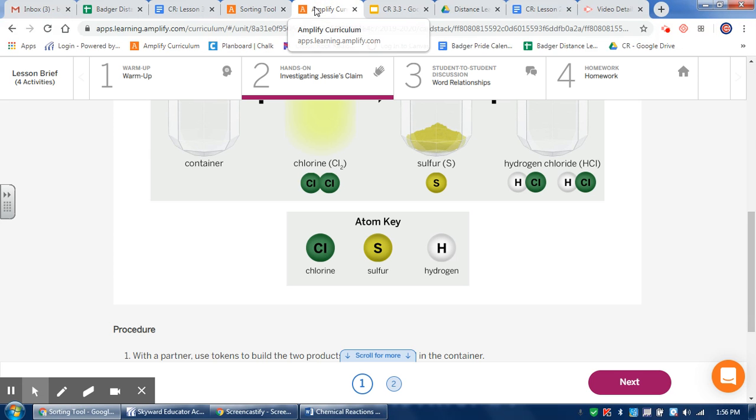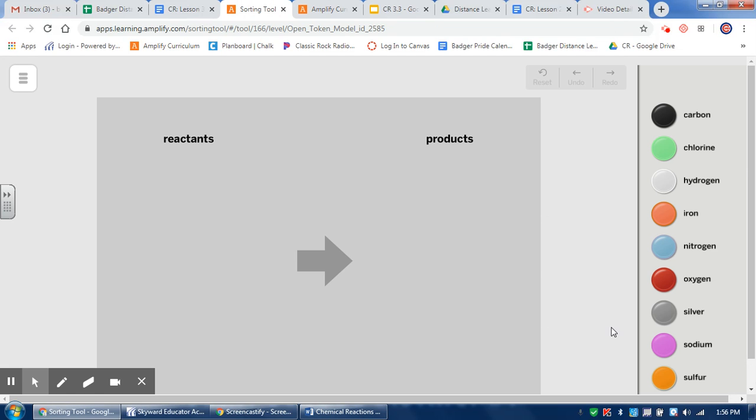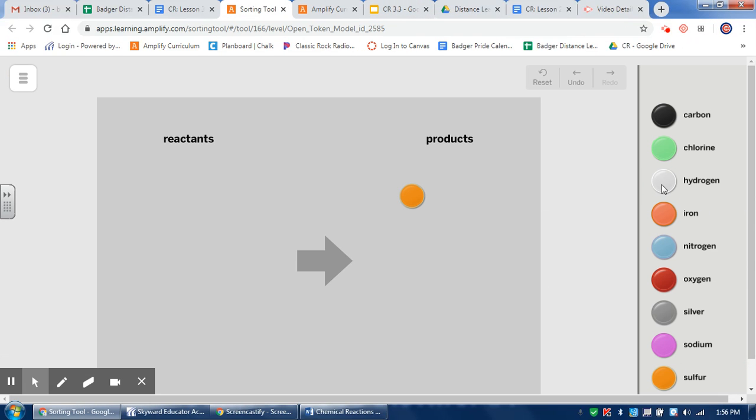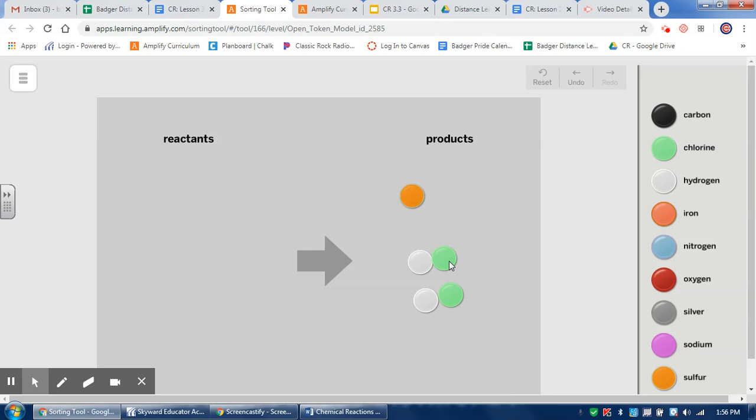So I'm going to open up the model tokening tool, and we're going to make the products that we saw. So it was sulfur. I'm going to go into the sorting tool and take a sulfur atom and hydrogen chloride. And we had two molecules of hydrogen chloride, so a white and a green put together. All right, so we know for sure that we had two green atoms on the other side. Okay, so I'm going to move these over.